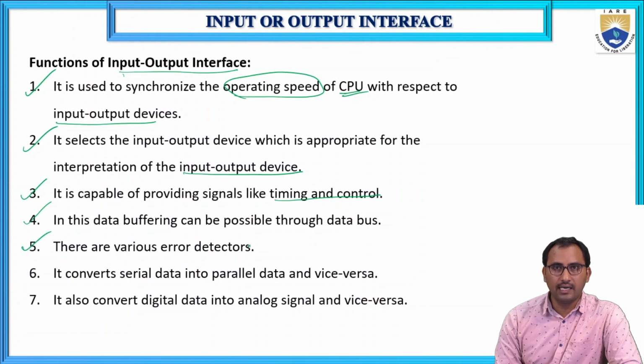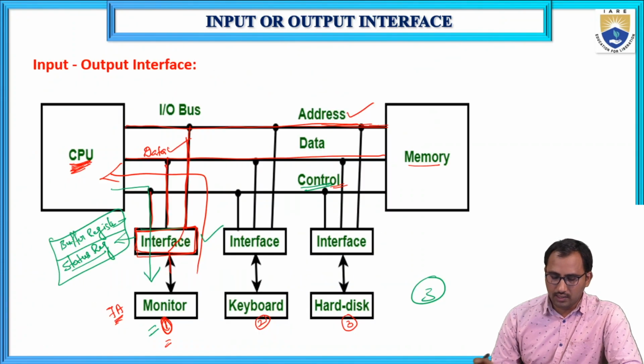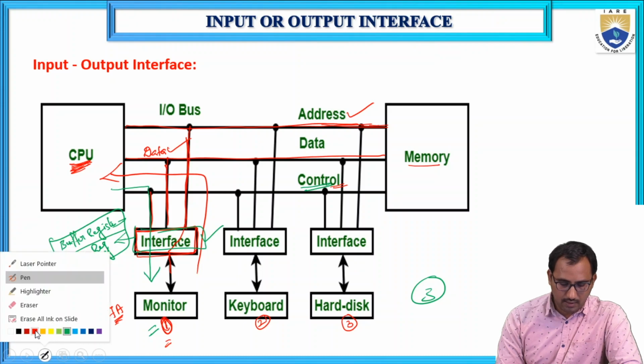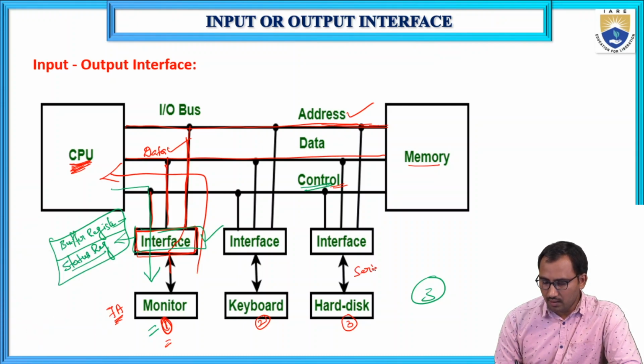And there are various error detectors. And it converts serial data into parallel and parallel data into serial. If you see this diagram, this interfacing will convert the serial data. In general, the data coming from the IO device is serial, but the data coming from the CPU is parallel. So this interface circuit will convert parallel to serial and serial to parallel.